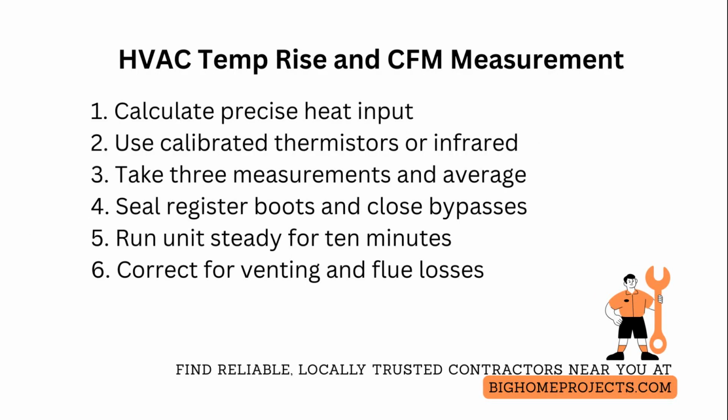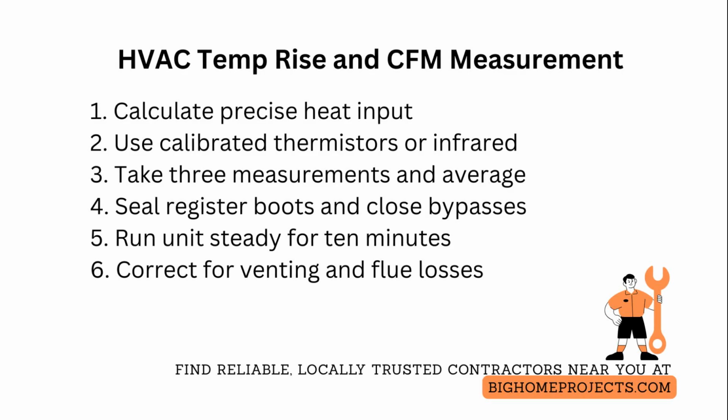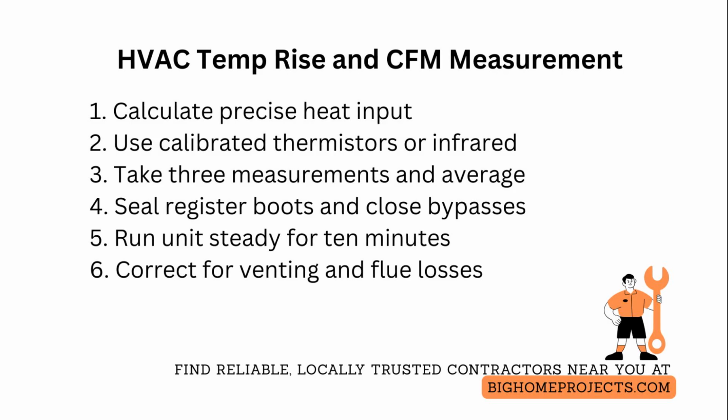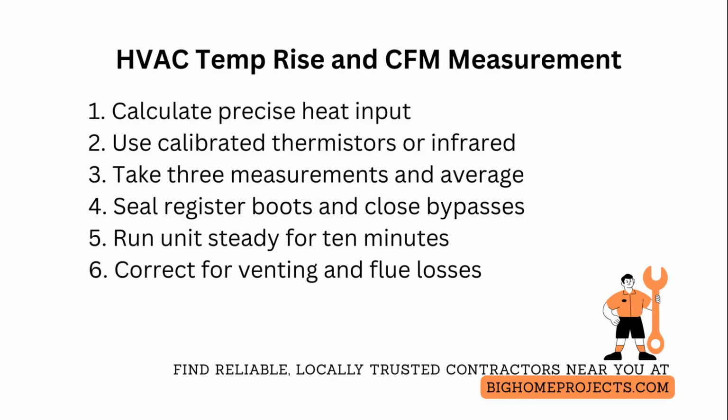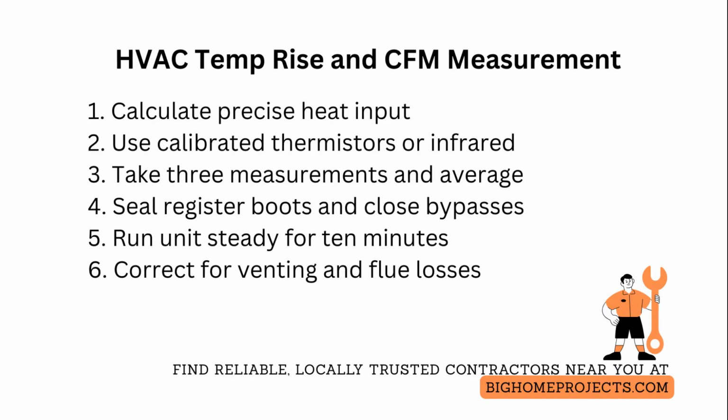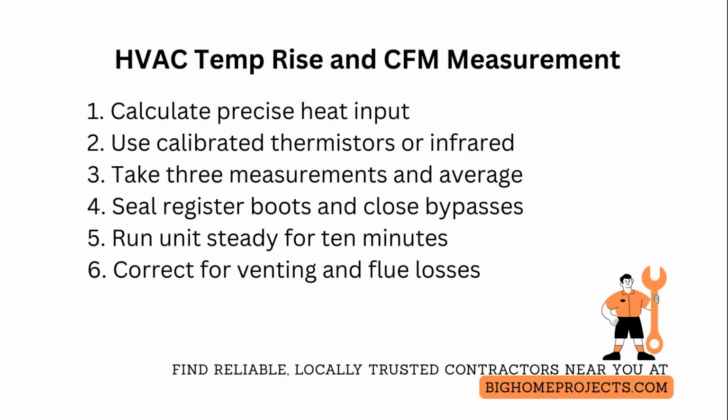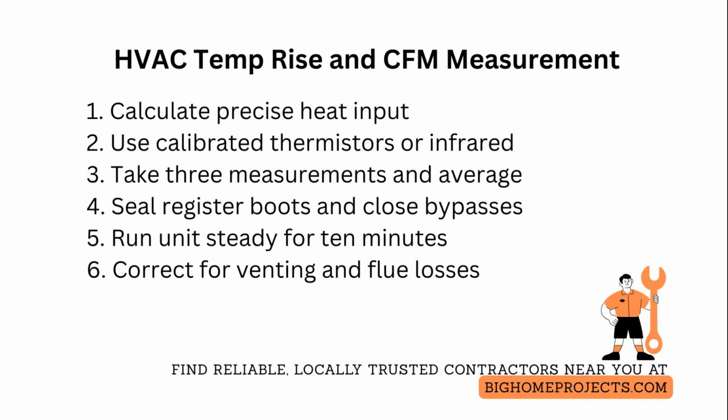To measure airflow correctly, start by calculating heat input precisely. For gas furnaces, measure manifold pressure and gas flow or use the equipment nameplate input, and for electric furnaces, total the wattage on each element. Then compute CFM using the formula CFM equals heat input BTU per hour divided by 120 times the measured temperature rise in degrees Fahrenheit, where 120 is the product of specific heat of air and pounds per cubic foot standardized.